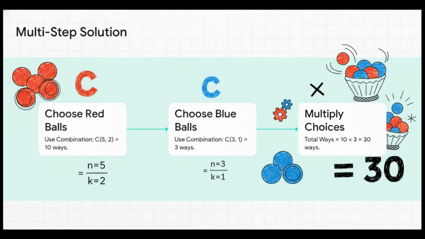First, let's figure out how many ways we can choose 2 red balls from the 5 that are available. That's a combination, C of 5, 2, which works out to 10. Next, how many ways can we choose 1 blue ball from the 3 available? That's C of 3, 1, which is just 3. Now, since we need to choose the red balls and the blue ball, we use what's called the multiplication principle. We just multiply our results. 10 times 3 gives us 30 total ways.